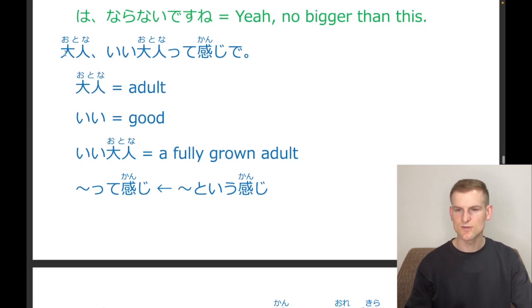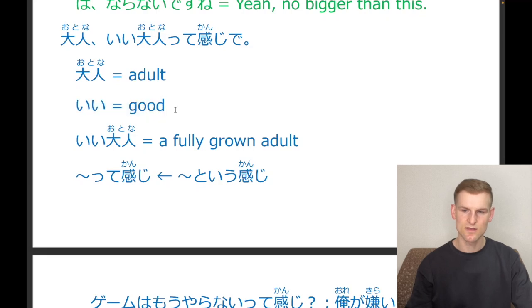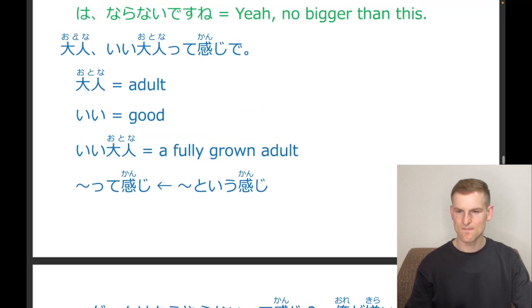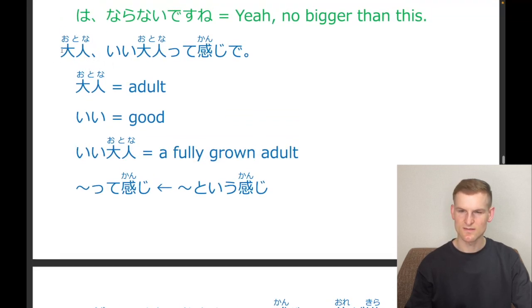Okay, moving on. So 大人、いい大人って感じで. 大人 just means adult. いい in this case is good. Put the two together, いい大人, you get a fully grown adult. I'm kind of stumbling over my words a little bit. I wanted to say いい大人, but I said 大人 first, and so I just kind of fixed my speech, I guess you could say. Just kind of redid it.